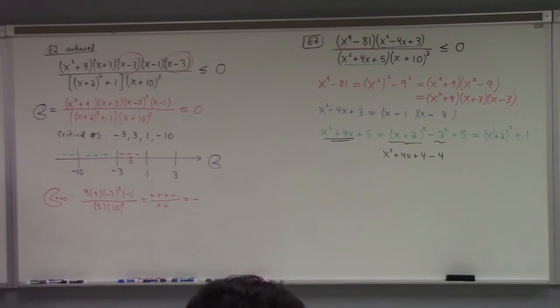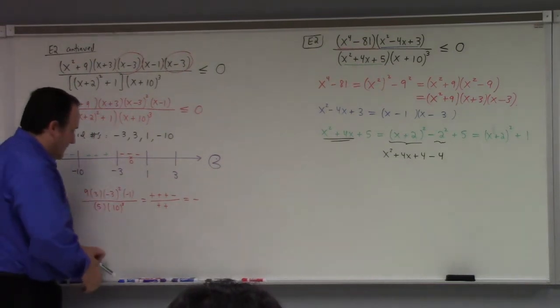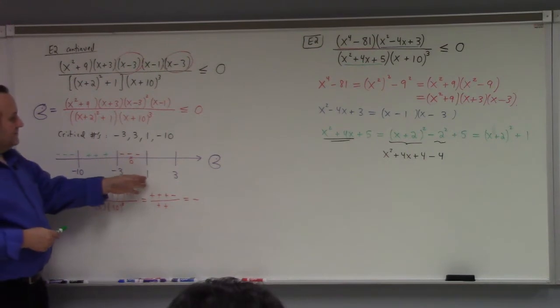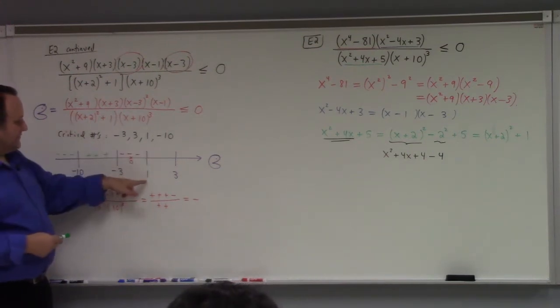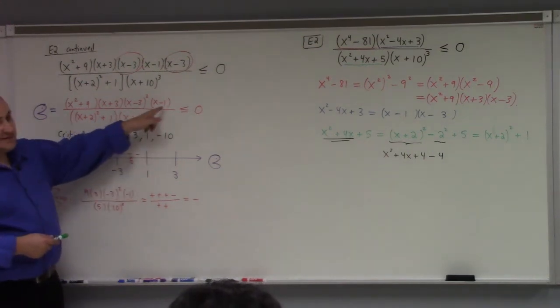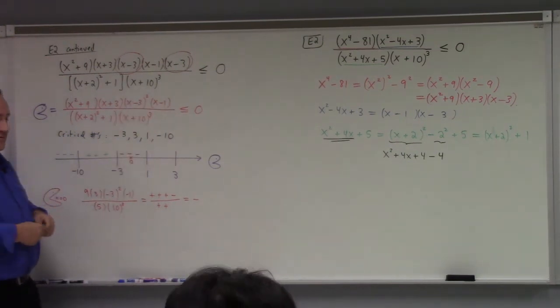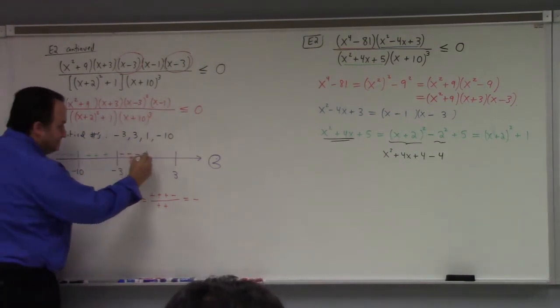Looking at minus 10. Next up, 1. What happens at 1? Do we flip signs or not? Well, at 1, we got what? Where's this 1? Why is this here? This is here because there's an x minus 1 factor there, right? That's an odd power. Again, we flip the signs.